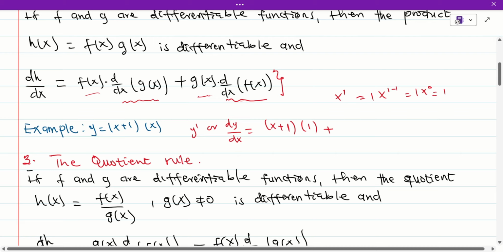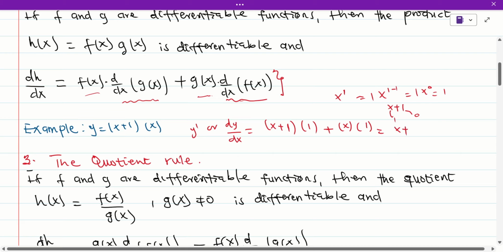Plus, we hold x constant. Then we differentiate x plus 1. So when you differentiate x plus 1, we are going to get 1. The reason why is that when you differentiate x, you're going to get 1, and whenever you differentiate a constant, you're going to get 0. You get it? So at the end, you'll be left with 1.